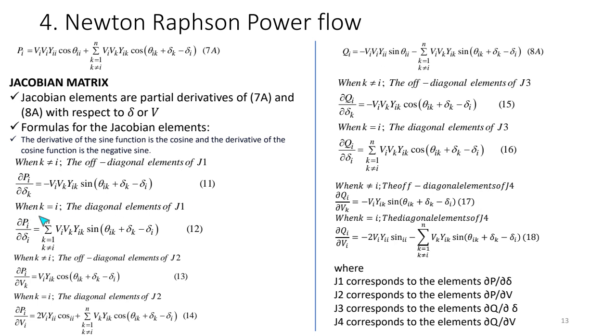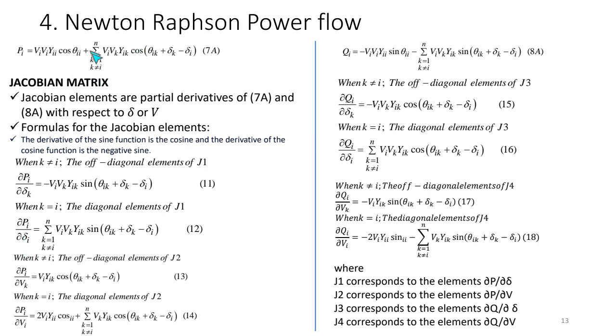And the next one, when k is equal to i, we have to derive equation 7a with respect to delta i. When deriving with respect to delta i, again in the first term there is no delta i, so it is a constant and becomes 0. In the second term we see delta i, a cos of theta ik plus delta k minus delta i. If you derive the cos, the partial derivative is a minus sign, and the minus delta i gives another minus. So the minus and the minus become plus.